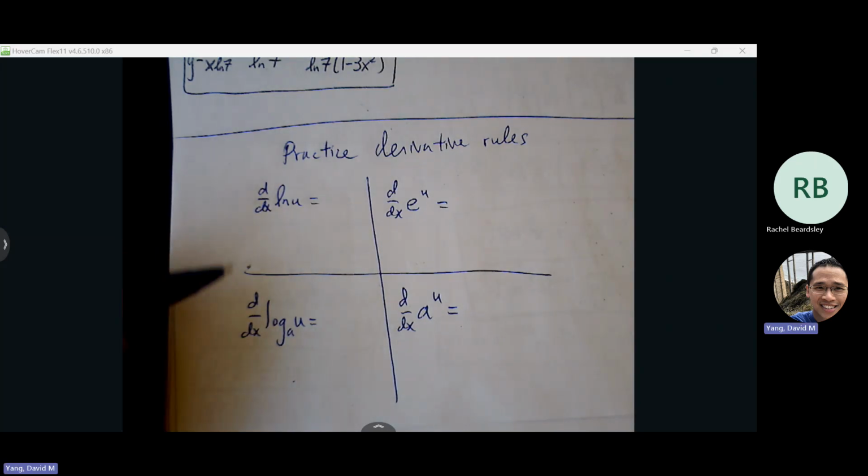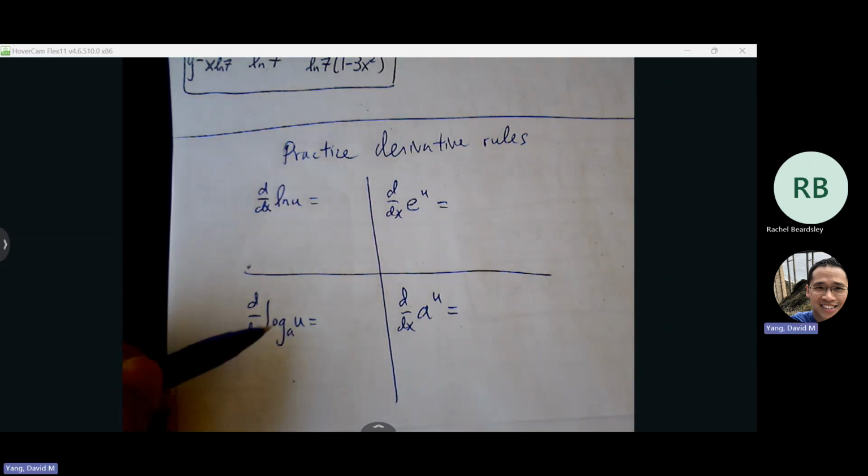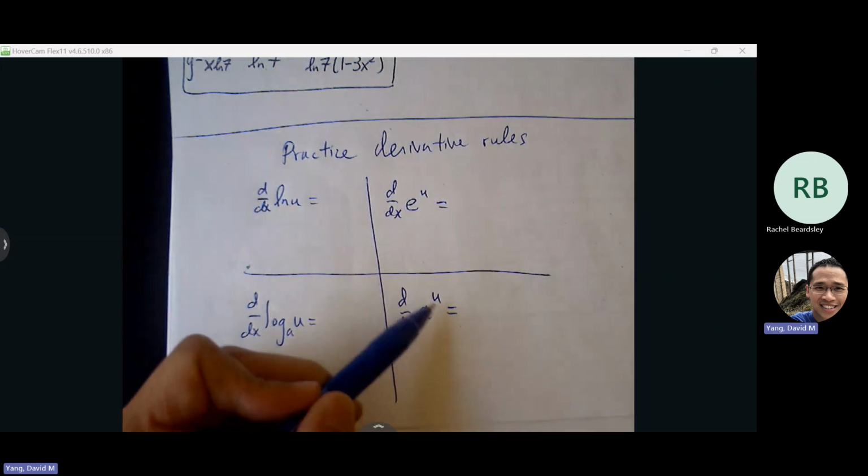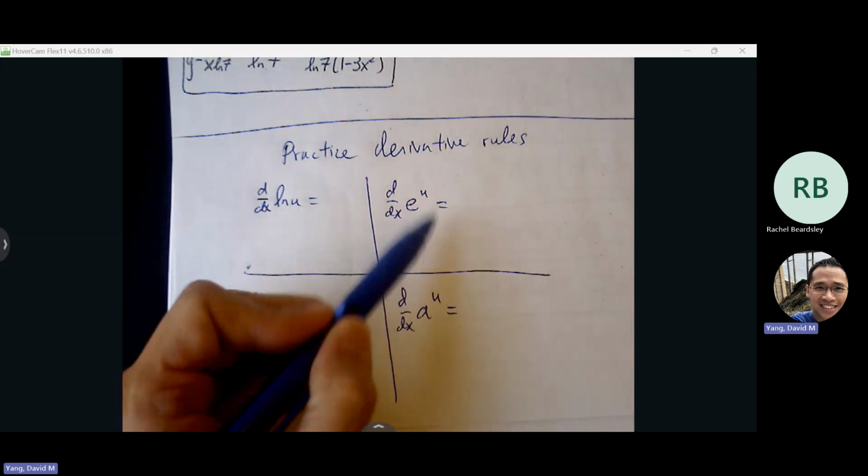We know these are related. This will just be an extension of this rule, and that a to the u is an extension of this rule in a way.